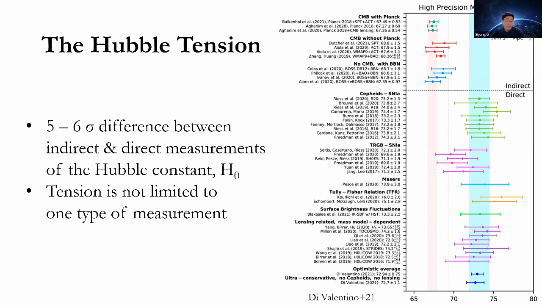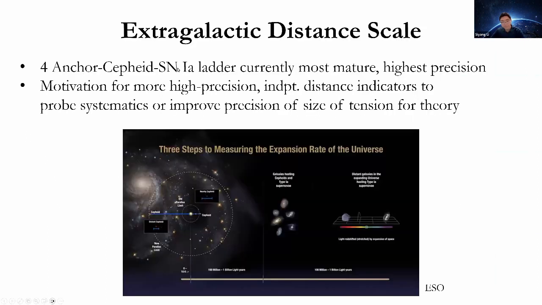I'm sure many of you are familiar with this, but I just wanted to point out that although the Cepheids get a lot of attention, the tension is really not limited to any one particular measurement. At the moment, the Cepheid type Ia supernova distance ladder, or distance scale, is the most mature method used to measure the Hubble constant. It's also the one that yields the highest precision Hubble constants.